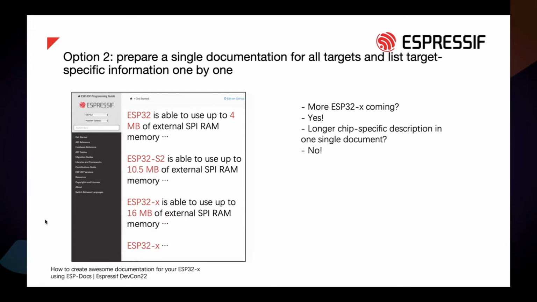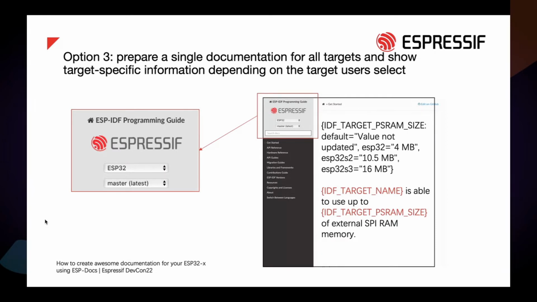Then I have a question. Is it possible to combine the pros of the two options? So in other words, can we provide a single documentation for all chips without distracting users with irrelevant information? Answer is ESP Docs. With ESP Docs, you can prepare a single documentation for all targets and show target-specific information depending on the target customers select. For example, when ESP32 is selected here, only the common description and ESP32 specific information will show up.